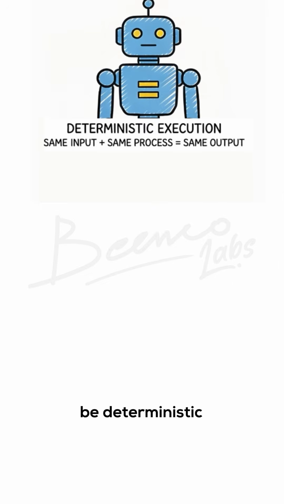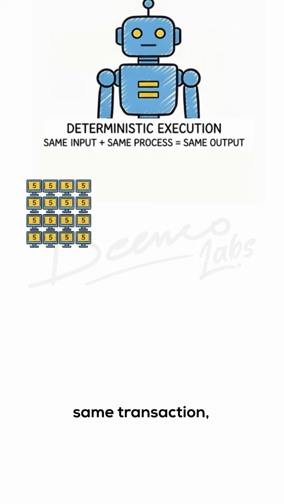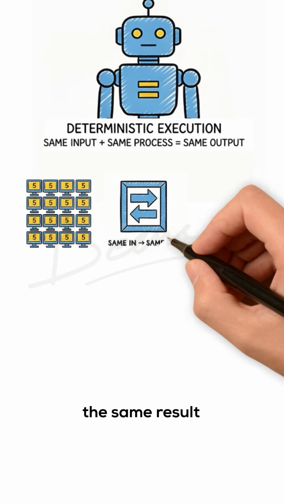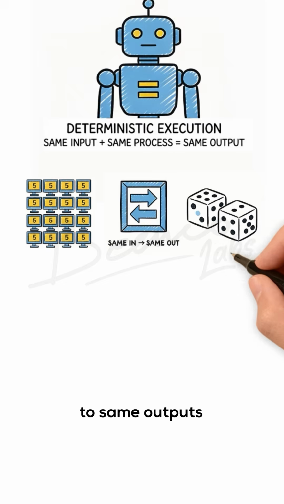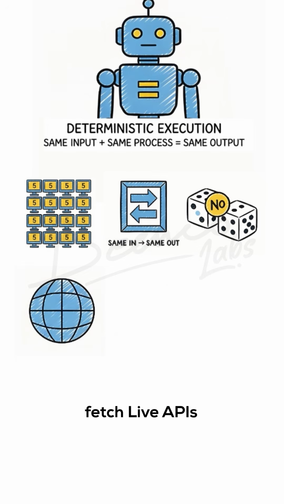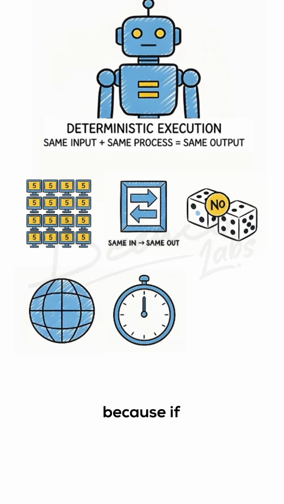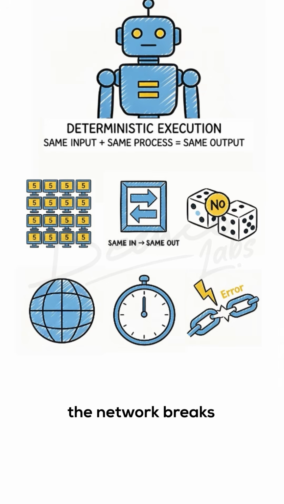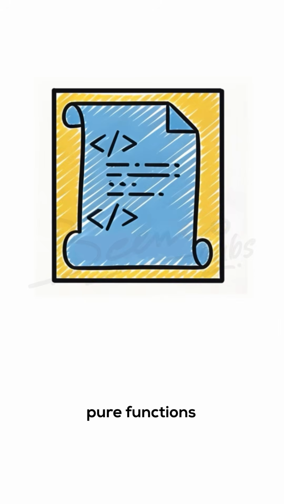Here's the rule that makes everything work. Execution must be deterministic. If 10,000 nodes run the same transaction, they must compute the same result, same inputs to same outputs. That's why smart contracts can't call random, fetch live APIs, or depend on system time. Because if nodes disagree, the network breaks. Smart contracts are like pure functions, under strict rules.